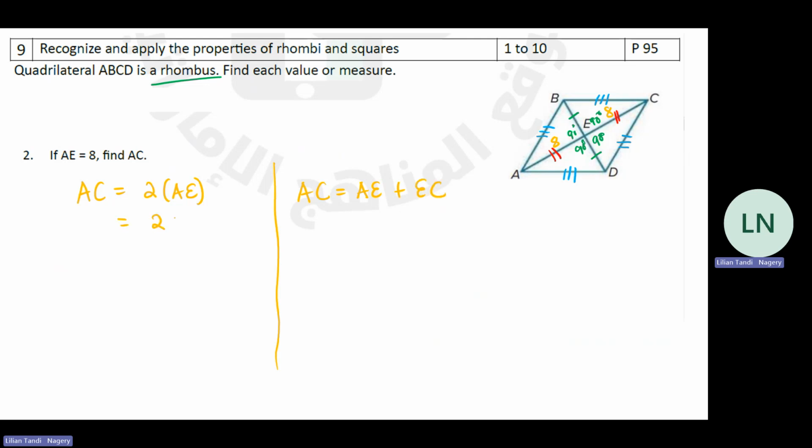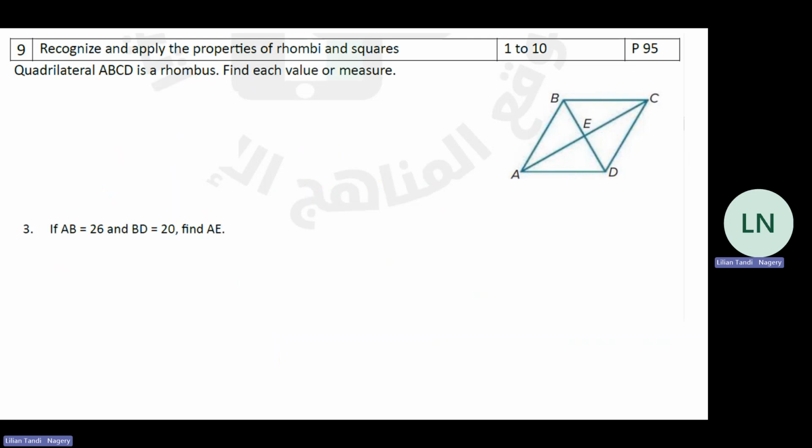Now, 2 times 8 gives us 16. And because it is a line, we are going to write units and we box our answer. Or you can do the adding: 8 plus 8 gives us 16. And then you write the word units and you box your answer. Two different ways of doing the same thing.